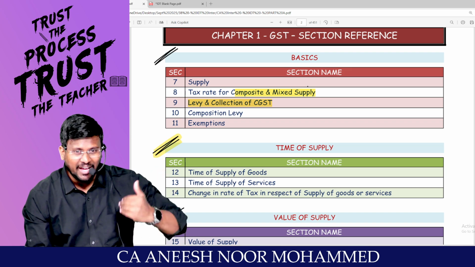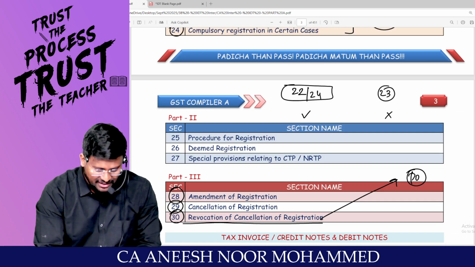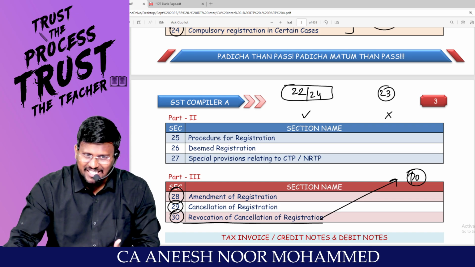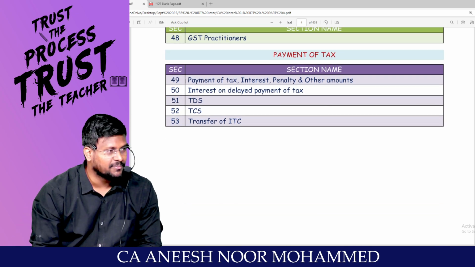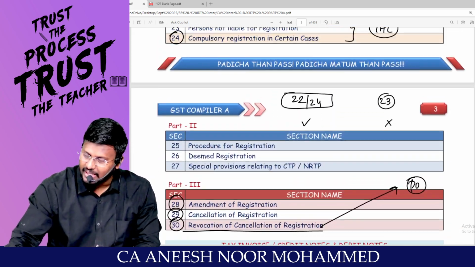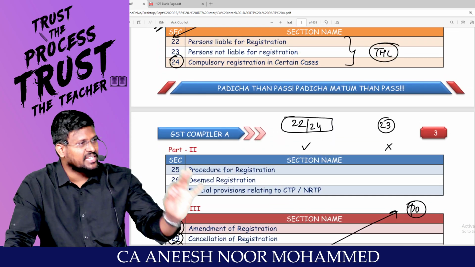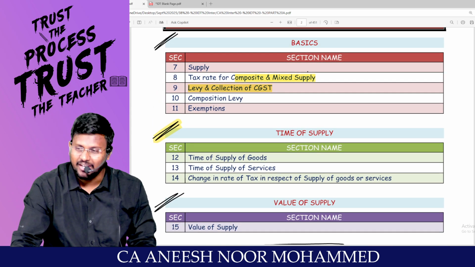Sir, now you will be having a doubt. Sir, now I am at section 30, up to how many sections will you go? Nothing, sir. We have only till section 53. At inter level, there are only 53 sections. Once we complete 53 sections, GST comes to one.